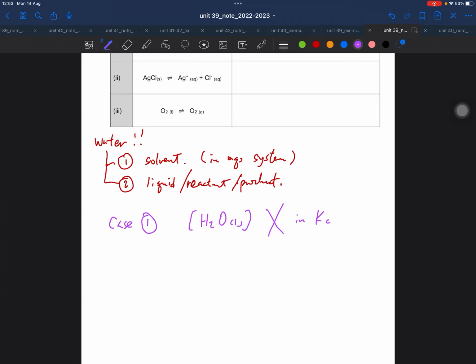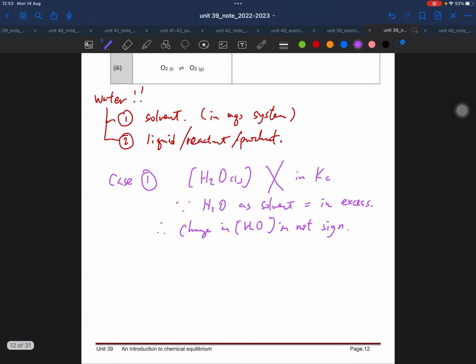The reason behind this is that water is a solvent already. So one molecule more or one molecule less in water will not affect the result, because H2O as solvent is in excess. So the change in concentration of H2O is not significant. So water is not included in Kc in the case of an aqueous system.